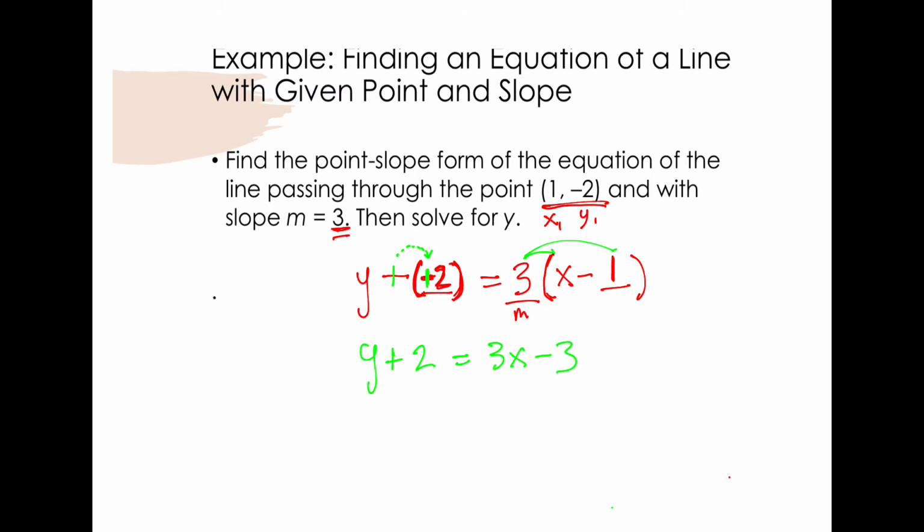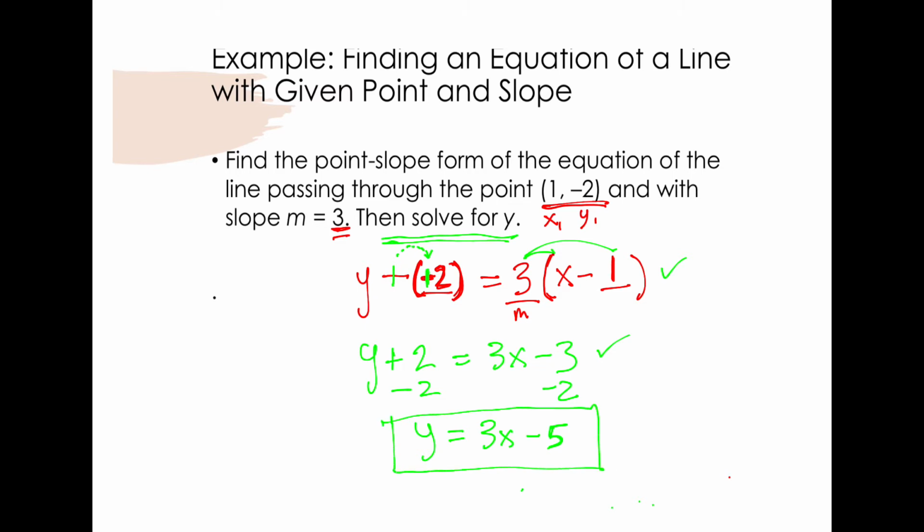And I'm doing that because I want to solve it for y. Generally, we don't like to leave it like this or like this. We usually want to have it solved for y. And in this case, I can do that by subtracting 2 on both sides. That gives me y equals 3x, and negative 3 minus 2 is minus 5. So here is the equation of the line that has a slope of 3 and passes through the point 1, negative 2.